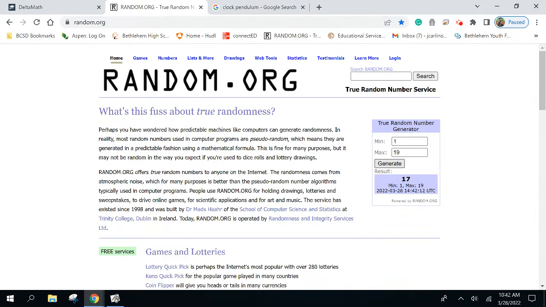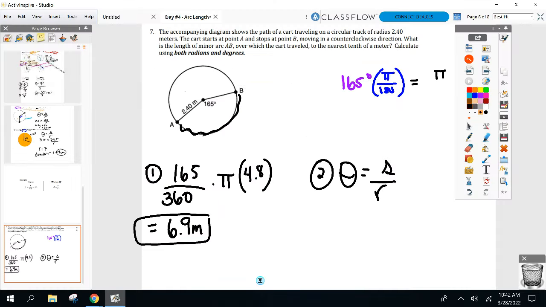165 over 180. Is it 12 over 11? I think it's the other way around. Is it 11 over 12? Yeah, do 165 over 180, and it should be 11 over 12. 11 pi over 12. Can we get that in the calculators? We're good? So that's your theta, because that's your radians now. That's 165 in radians.